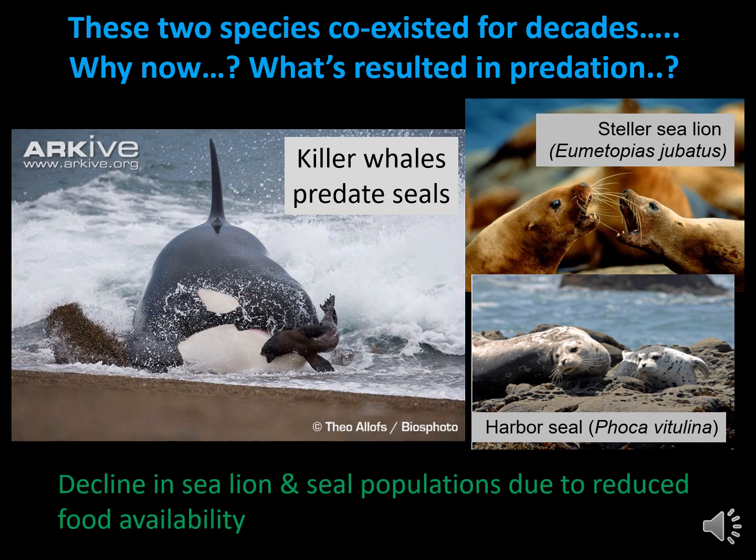Now the question is, why did killer whales shift from a predominant diet based on Steller sea lions and harbor seals to sea otters?